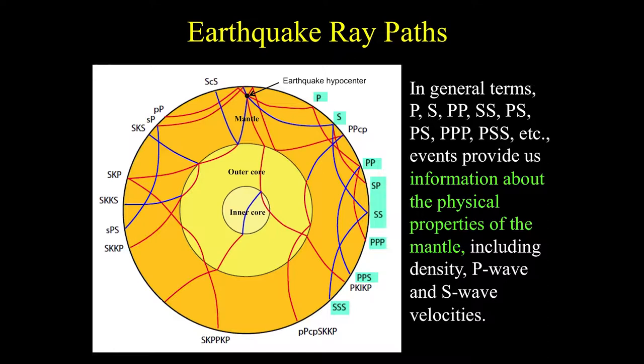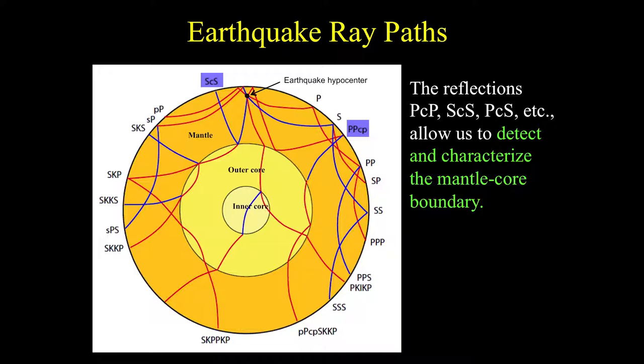In general terms, P, S, PP, SS, PS, PPP, PSS, and more events provide us information about the physical properties of the mantle, including density, P wave, and S wave velocities. The reflections PcP, ScS, PcS, and more events allow us to detect and characterize the mantle core boundary.